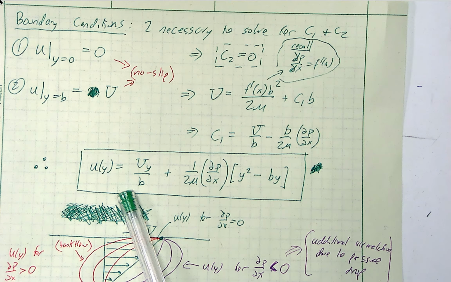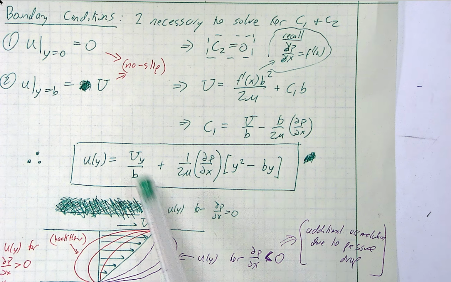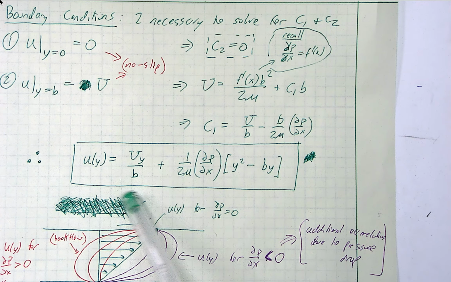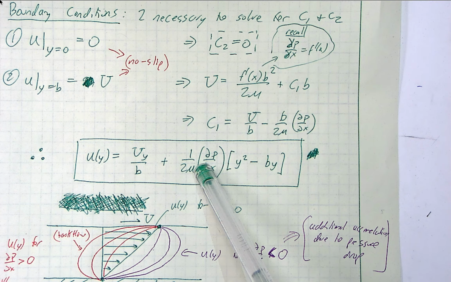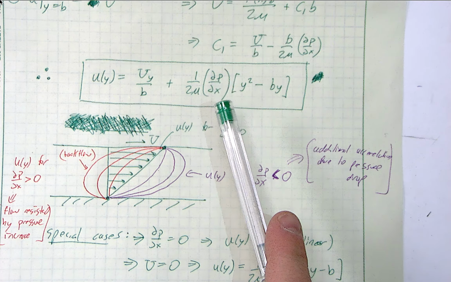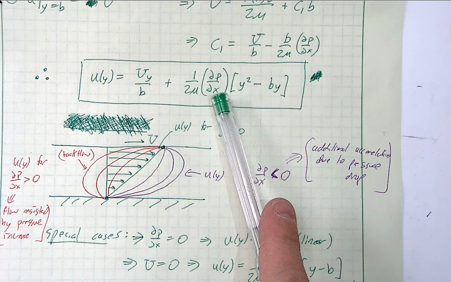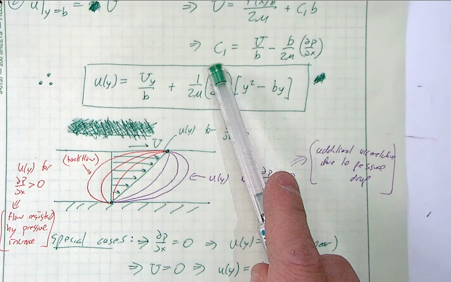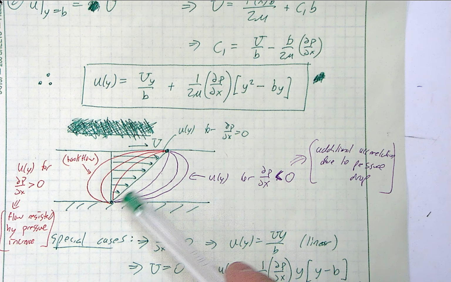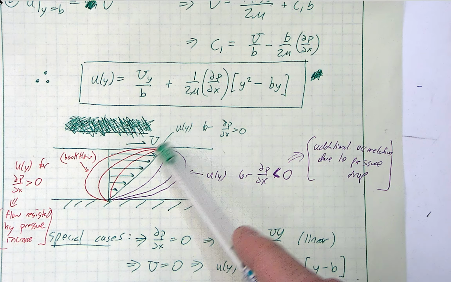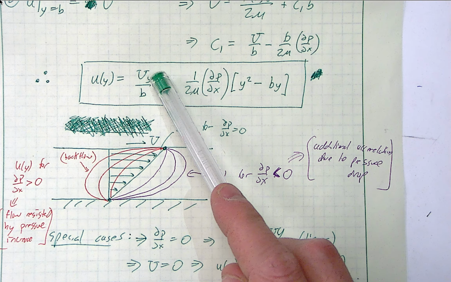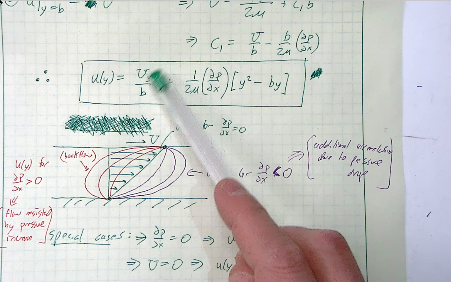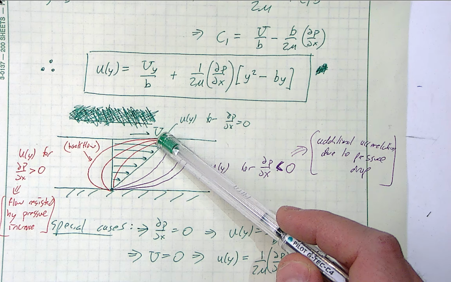So this says that here's that linear portion that you would expect if dp dx is equal to 0. We'll get into that in a second here. But if we plug in dp dx equals 0, this will be the first case we'll consider. If dp dx is equal to 0, our u of y is just linear. It's just Uy over b. It's just a linear function of y going from 0 up to, when we plug in b, big U.